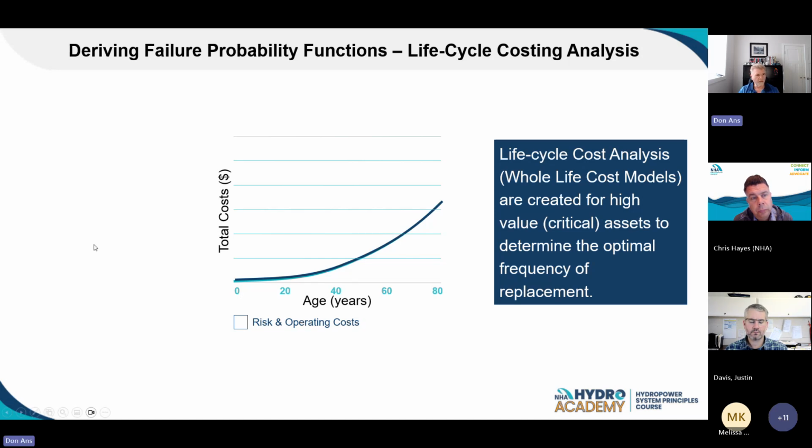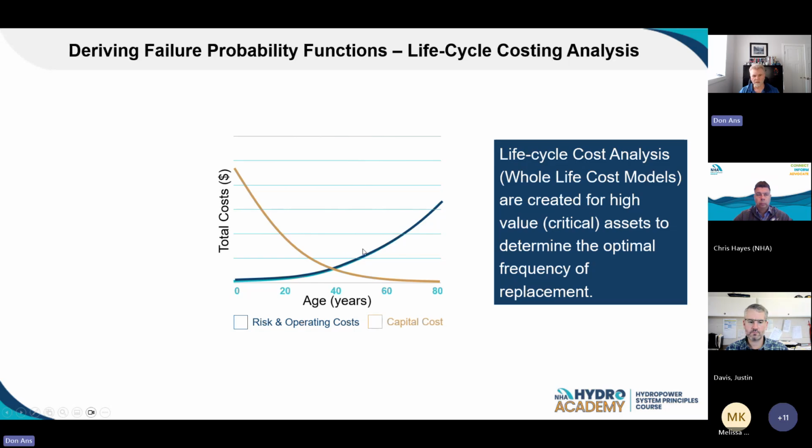So you'll see a curve that starts out like this, and this is a whole life cost model that we're talking about developing here. You can see the first part of the curve is your risk and operating cost. That would include, in my mind, the O&M costs as well. On this type of asset, the curve that I've shown increases with time. So your risk of failure on some assets increases as they get older, and also their O&M costs increase as they get older. For example, they start to deteriorate and you have to do more interventions to keep them running.